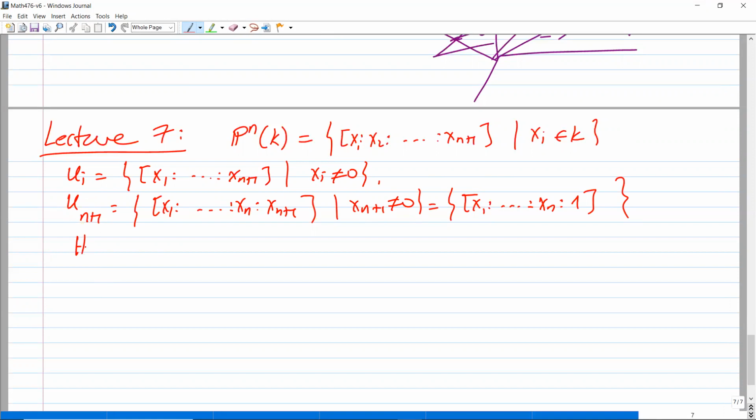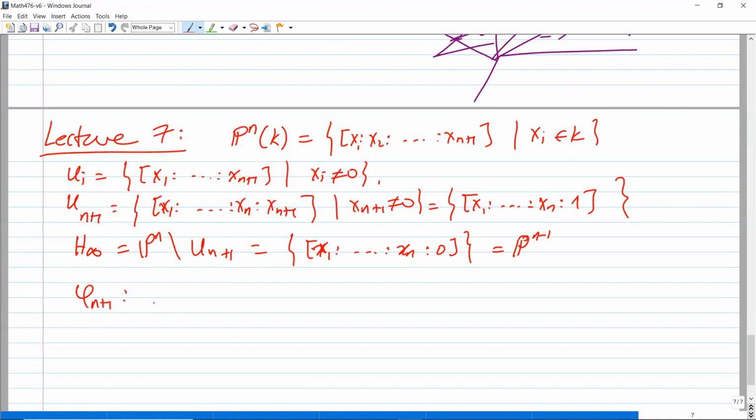And H infinity, this is the circle at infinity, it was the projective space minus U_{n+1}, namely the set of all points (x1, ..., xn), these should be little xi's, and the last coordinate is 0. So this is like P^{n-1}. And there are maps from affine space into projective spaces.